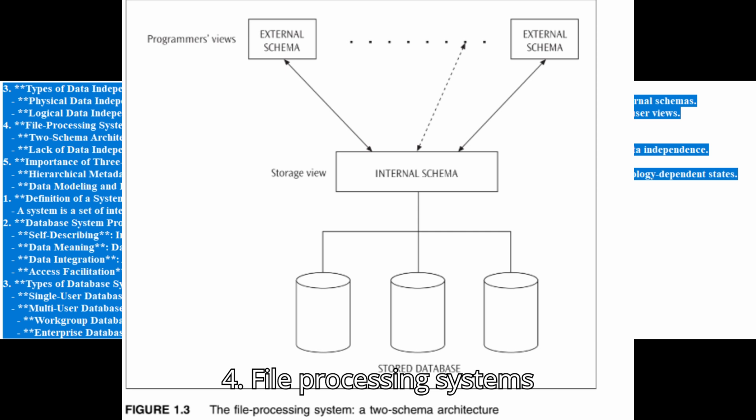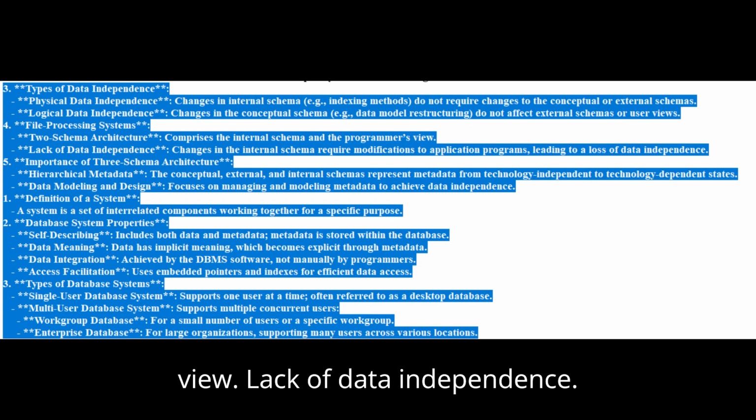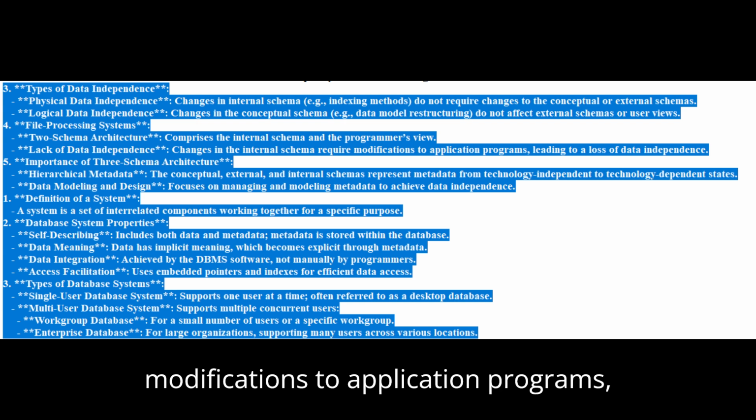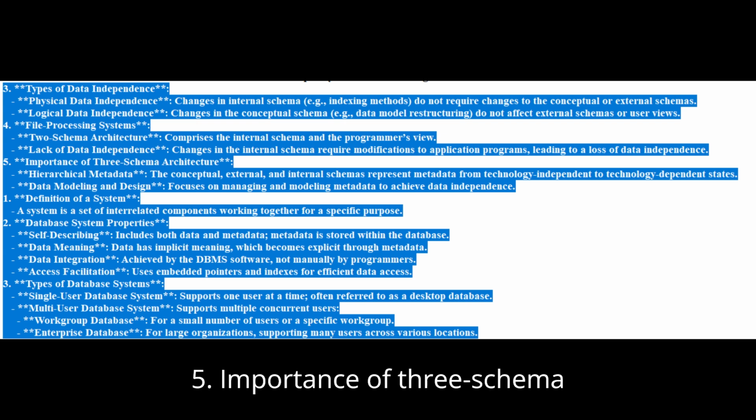4. File processing systems. A two-schema architecture comprises the internal schema and the programmer's view. Lack of data independence: changes in the internal schema require modifications to application programs, leading to a loss of data independence. 5. Importance of three-schema architecture.